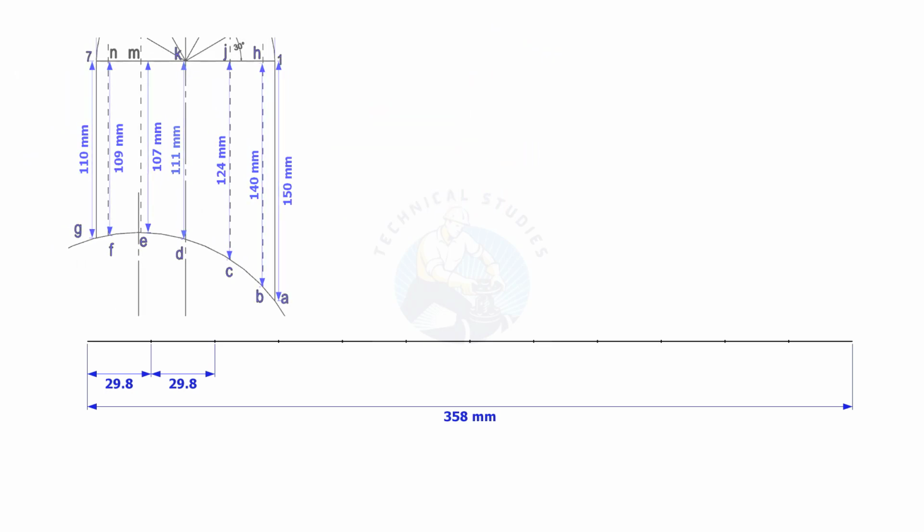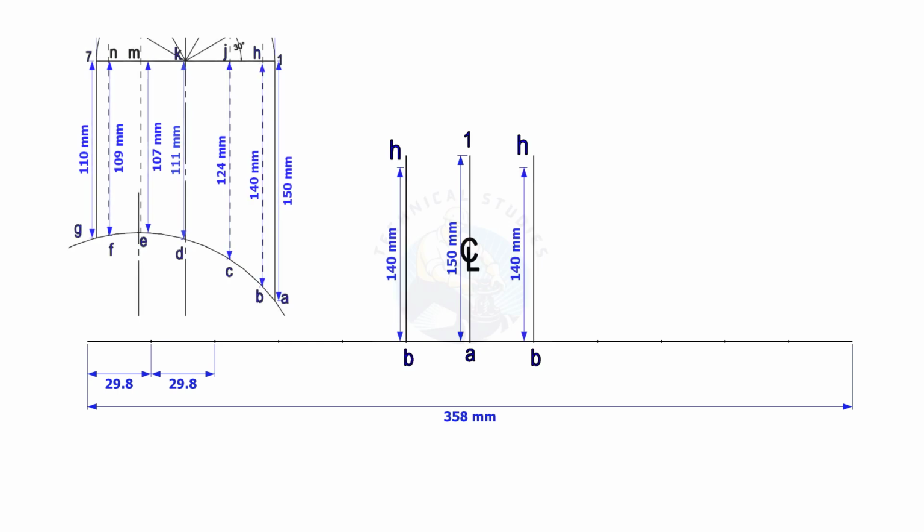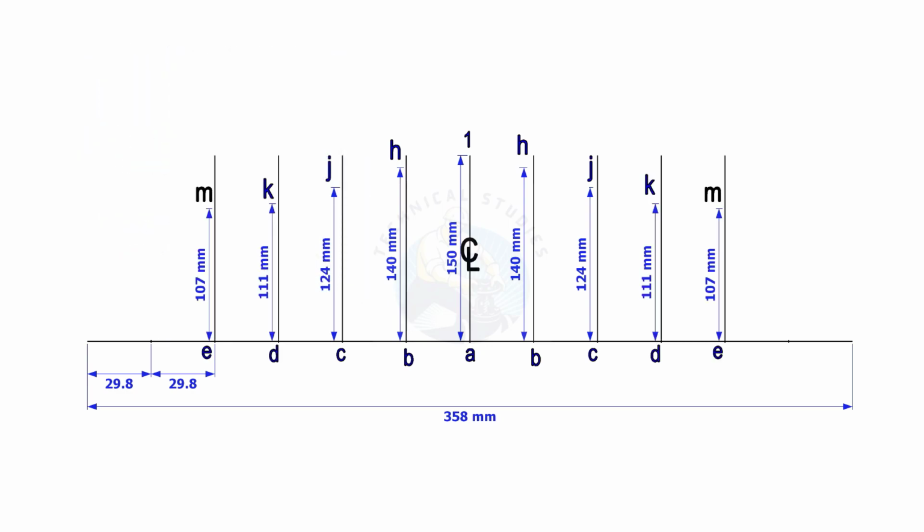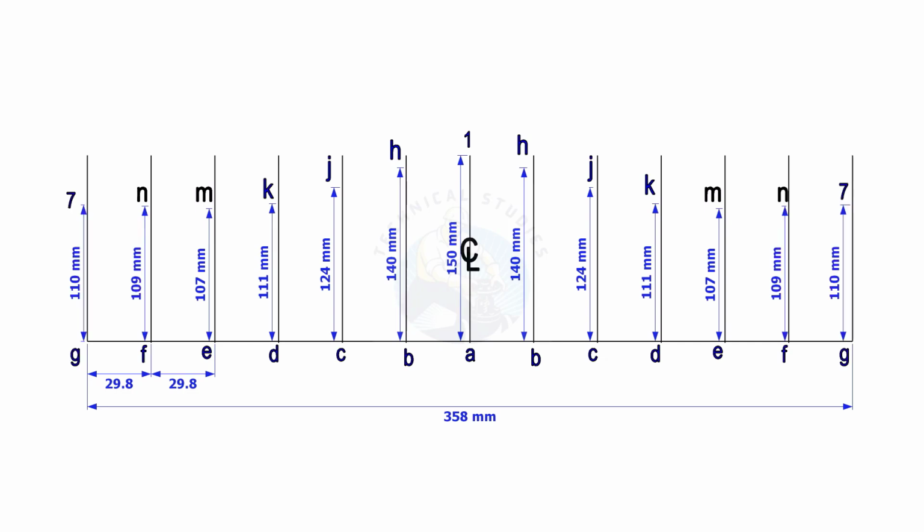Mark the dimension EA1 on the center of the line. Mark BH on both sides of the center line. Complete marking CJ etc. on both sides, as shown. Draw a curved line connecting these marks.